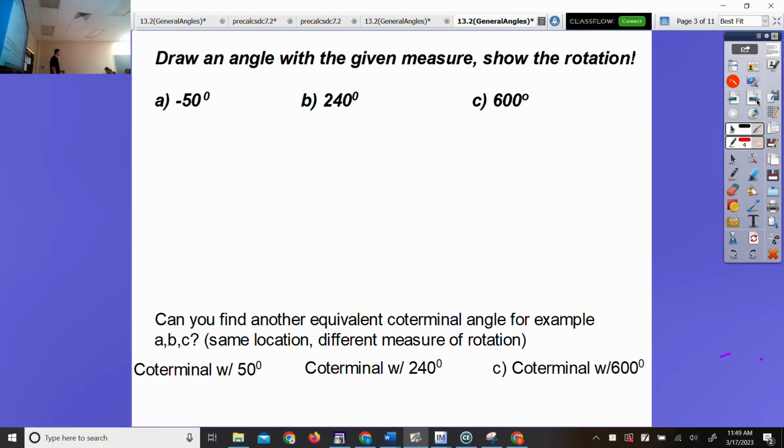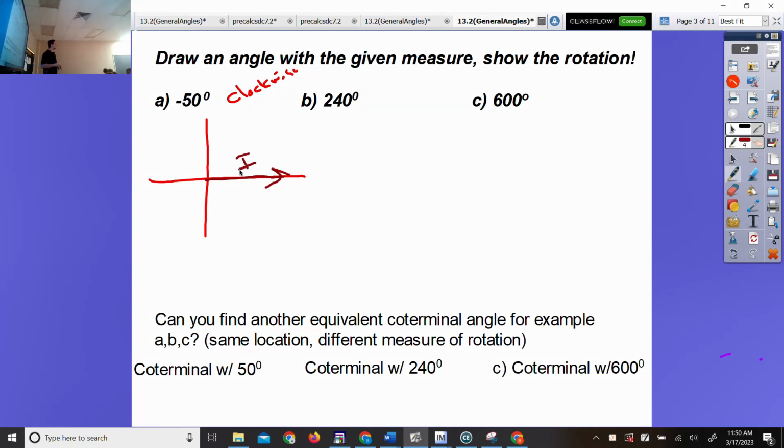How's it going to rotate? Clockwise. I'm going to use clockwise. I'm not going to use righty-lefty. It rotates clockwise. Where's it going to start? Positive x-axis. All angles have an initial side on the positive x-axis, and then they rotate.